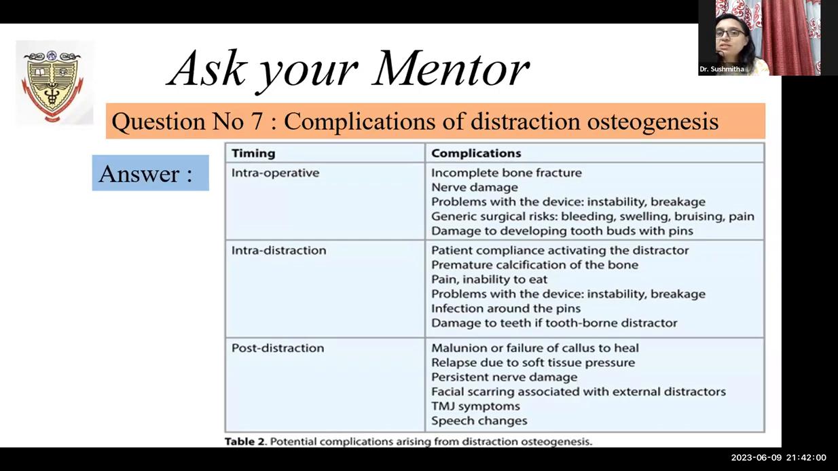Anything more, Dr. Sushmitha? I think this is a very simple classification where you have intraoperative, intra-distraction, and post-distraction, and I think this is very comprehensive. All PGs should take a screenshot of this because it gives all the complications divided into three stages.